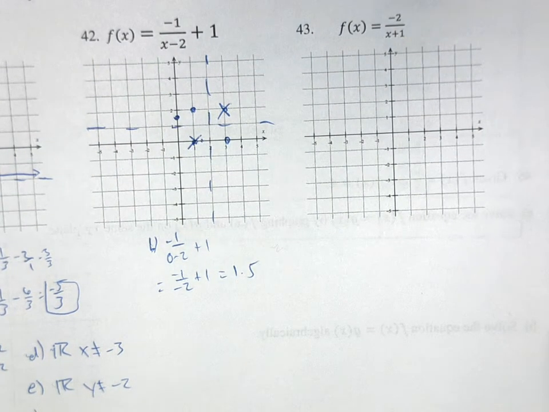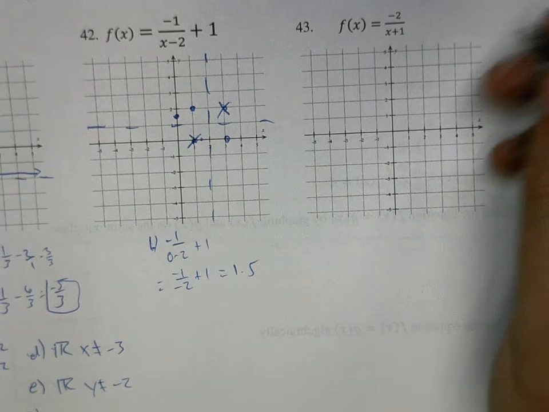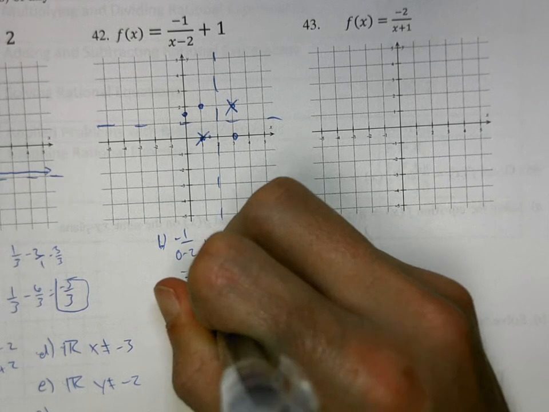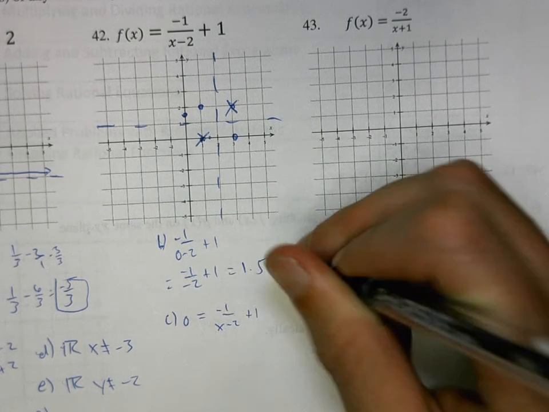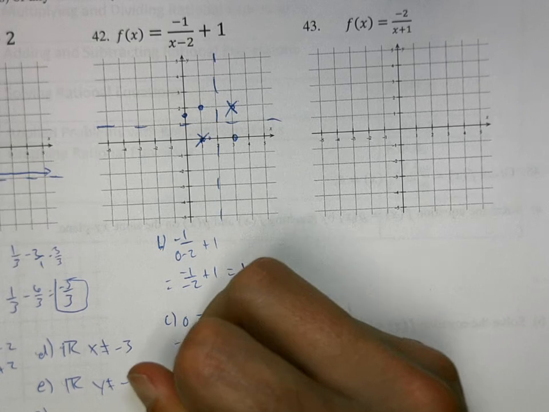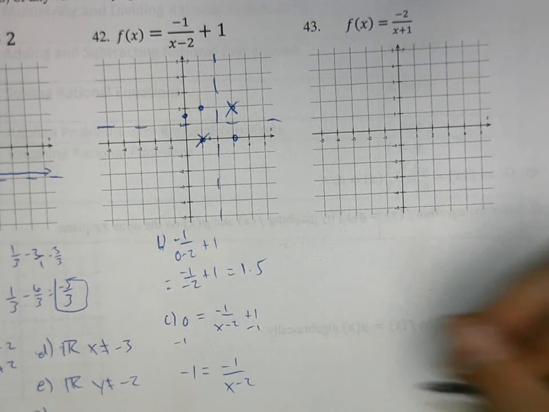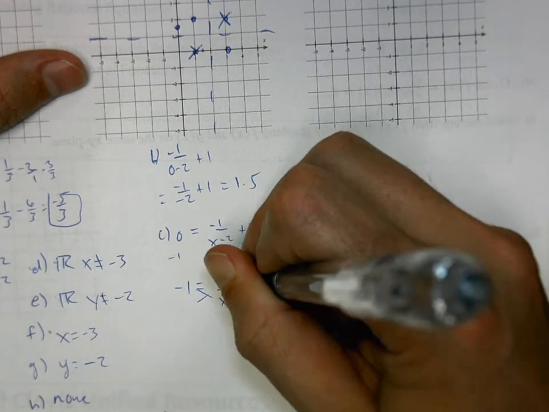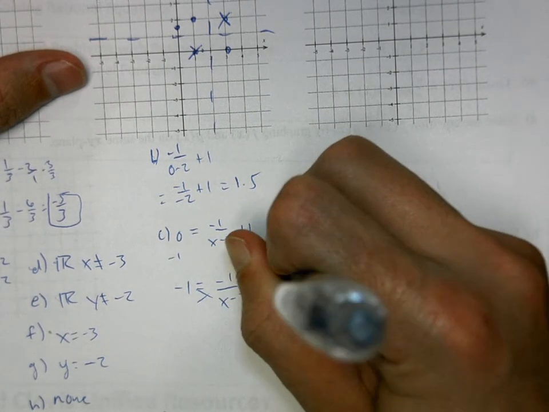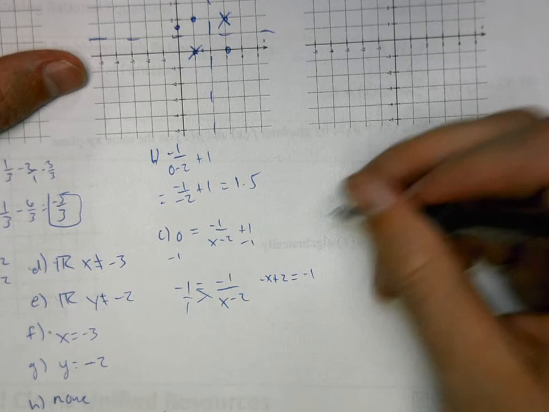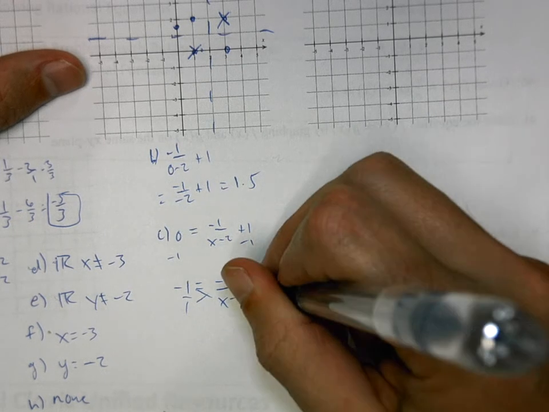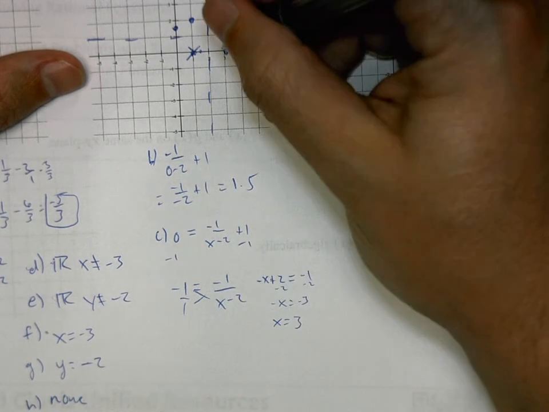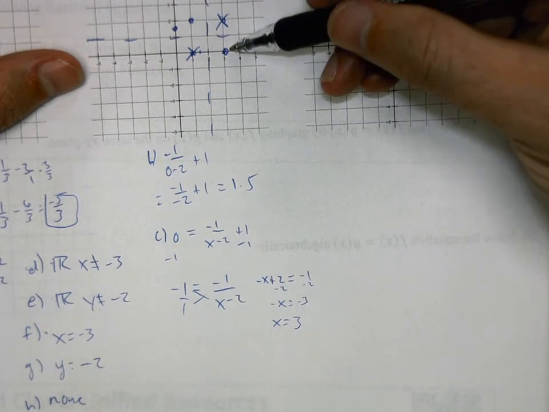And for our x-intercept, we plug 0 into y and solve. 0 equals negative 1 over x minus 2 plus 1. Subtract 1 from both sides. Negative 1 equals negative 1 over x minus 2. And when you cross multiply, we get negative x plus 2 equals negative 1. And subtract 2 from both sides. We get negative x is negative 3, or x equals 3. So x equals 3, we cross the x-axis. And look, it's already there for us. So let's connect them.